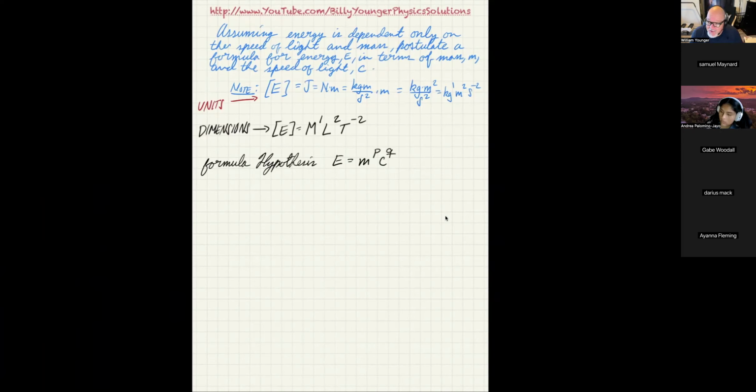And you can't add m and c together because they have different units. You can't subtract m from c or c from m because they have different units. All you can do is multiply m times c, or divide m by c or c by m, or some powers of m and c can be multiplied or divided. So that's the most general thing I can possibly do, is say that energy is equal to mass raised to the p power, multiplied by the speed of light raised to the q power.